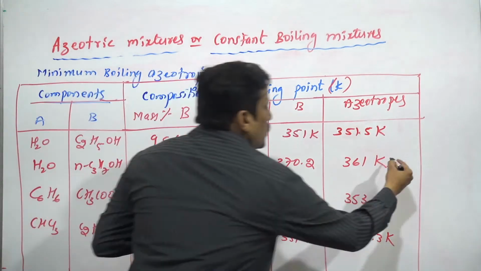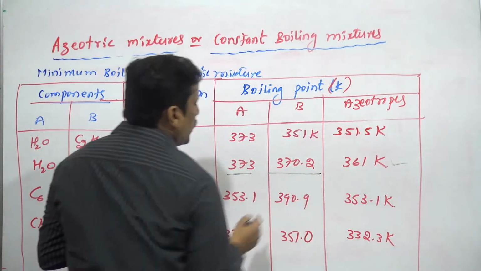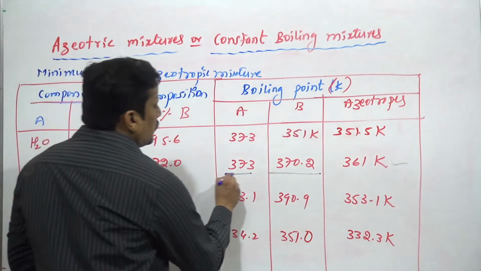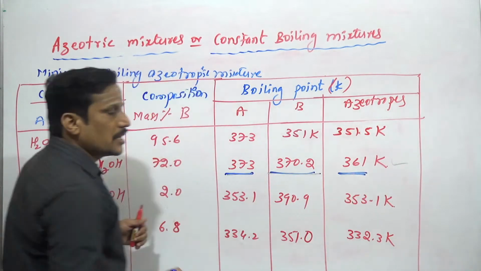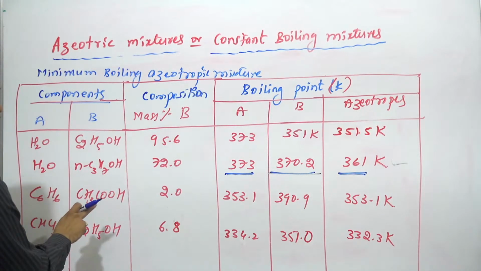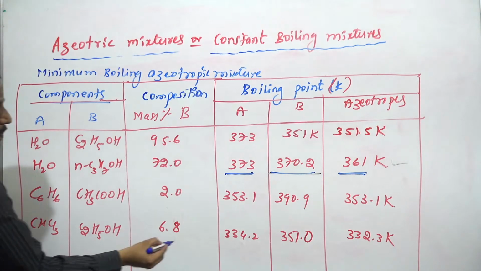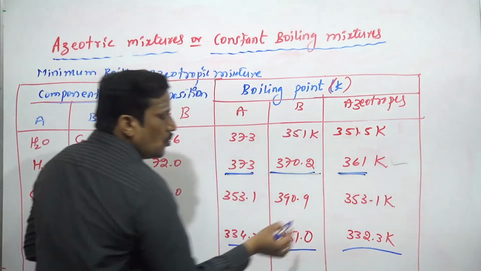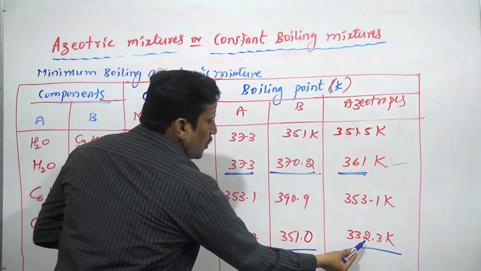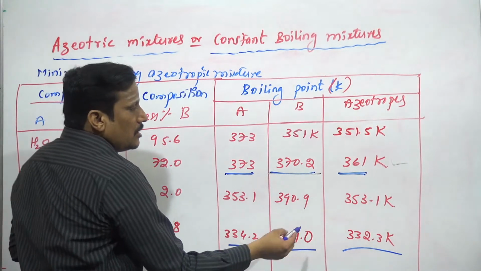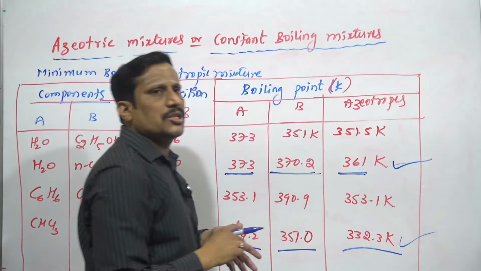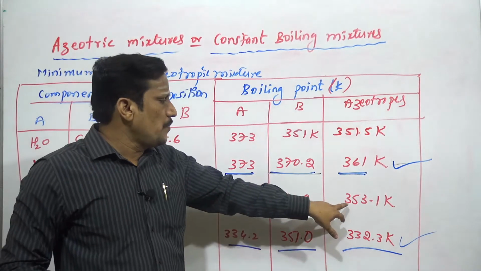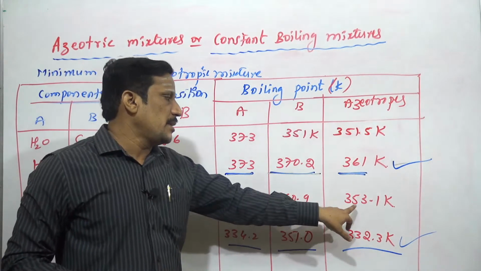You see this 361, while the components are 373 and 370, so it boils at a lesser temperature. For chloroform 334 and ethyl alcohol 351, the mixture boils at 332, a lesser temperature. 332 is less than 334 and 351, so these two are okay. Even if, because of some other factors, it goes to a maximum, it reaches 353.1.